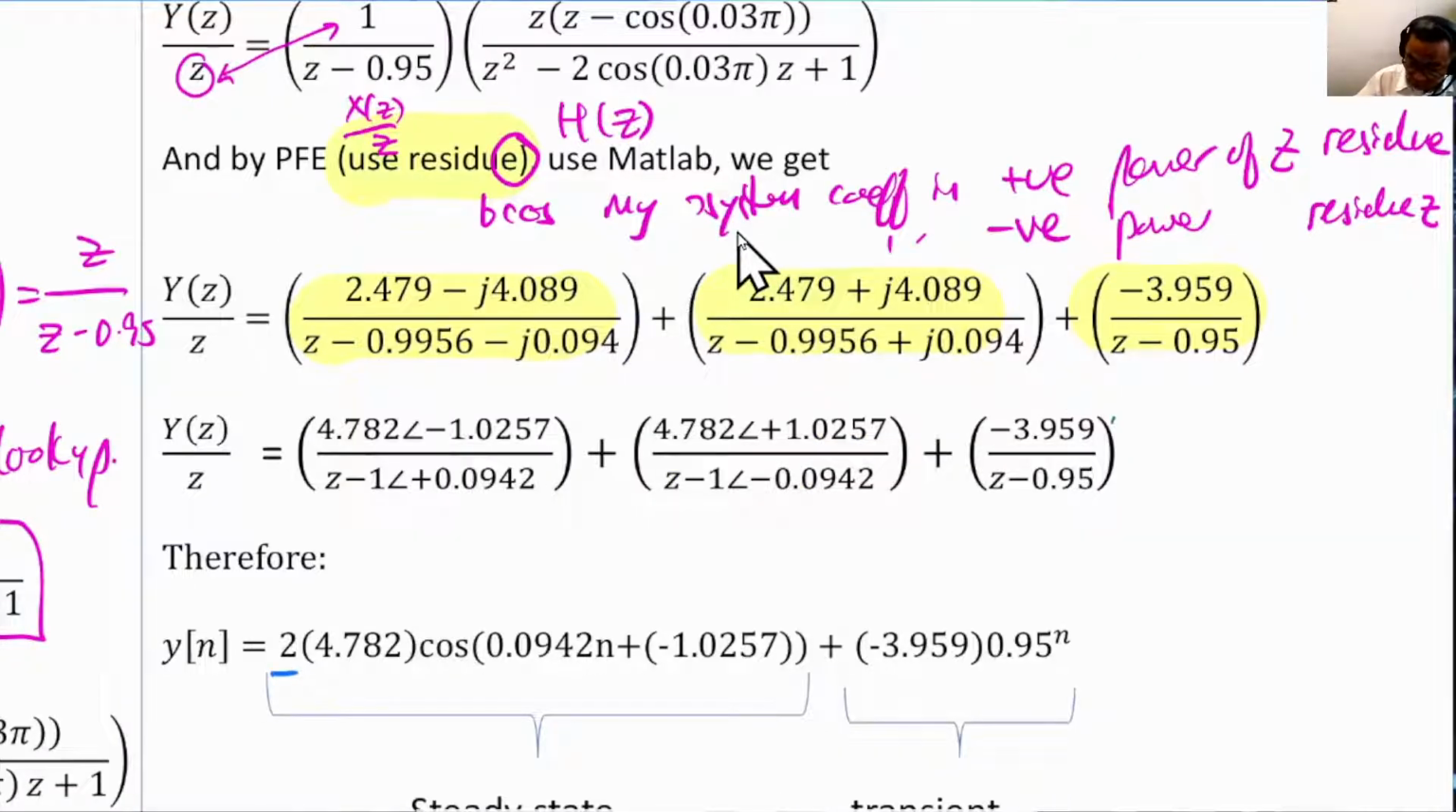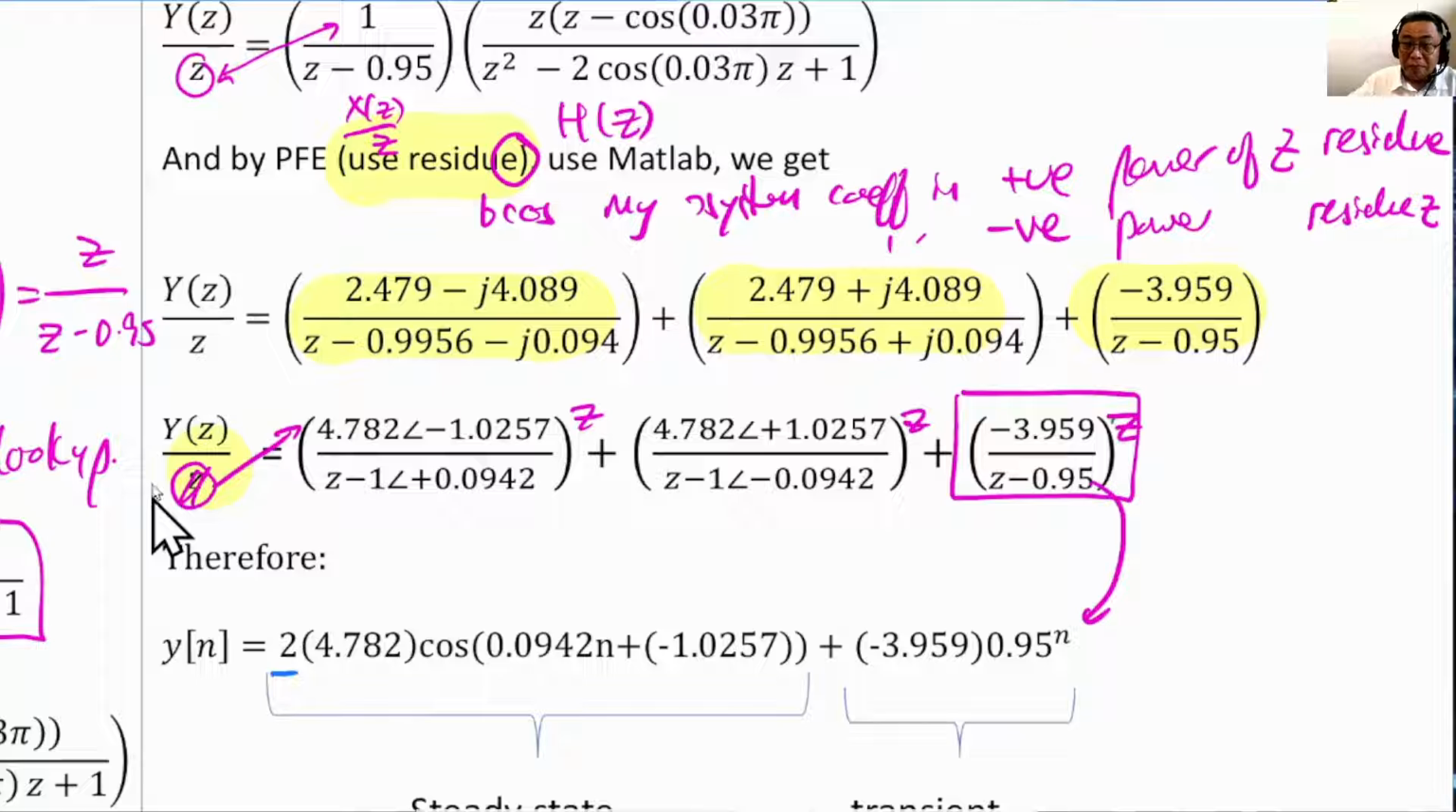Let us examine each of these. Just before we convert, we are going to move the z from the left hand side to the right hand side. So there is a z here, there's a z here, and there's a z here, and now you can use the lookup table. You have a constant, minus 3.959, times 0.95 to the power of n. So this is the simple lookup table for the single pole. Now this is a complex conjugate pair of poles.